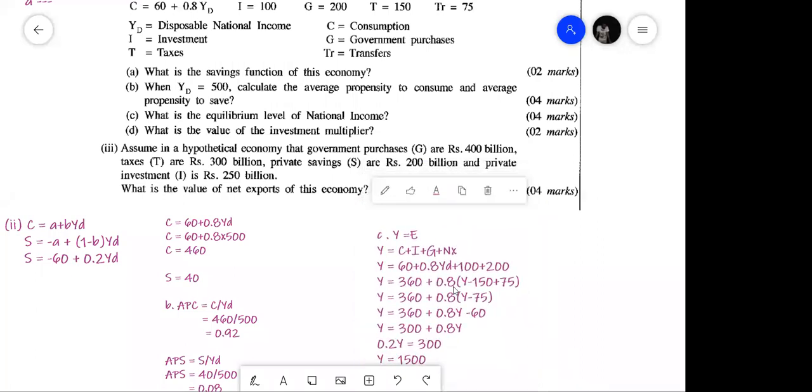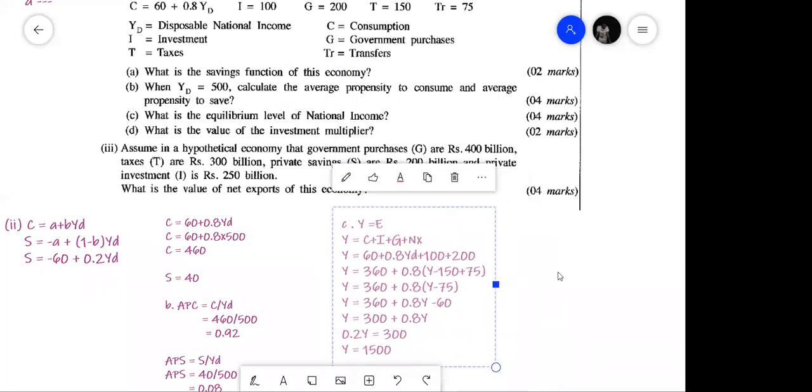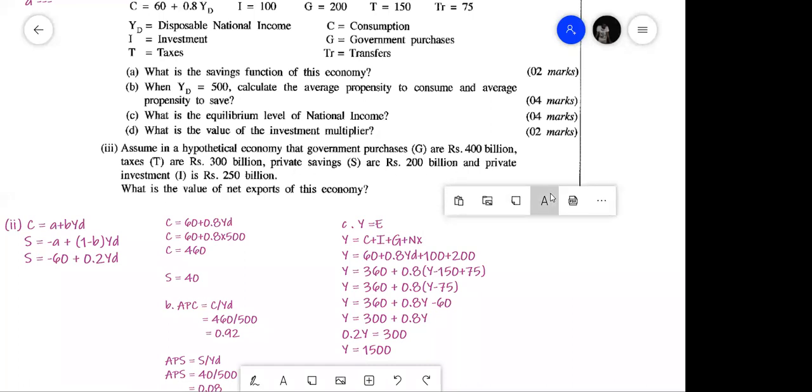Okay, so simple as that. 4 marks again for part C. Okay, and then part D, right? What is the value of investment multiplier? Come on, investment multiplier. Part D, investment multiplier. K is equal to, okay, show all the steps, okay?